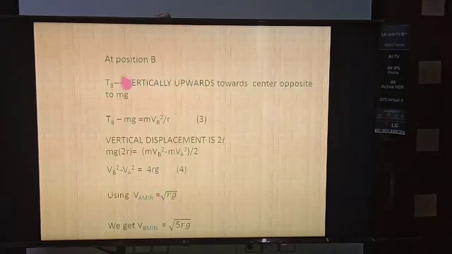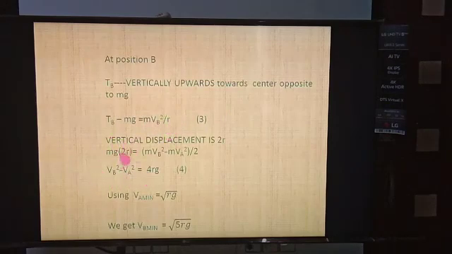At position B, the force due to tension TB is vertically upward, that is towards the center and opposite to mg. In this case, their resultant is the centripetal force. If VB is the speed at the lowest point, TB minus mg is equal to mVB square upon r. We can write this equation from the figure. TB minus mg is equal to mVB square upon r.